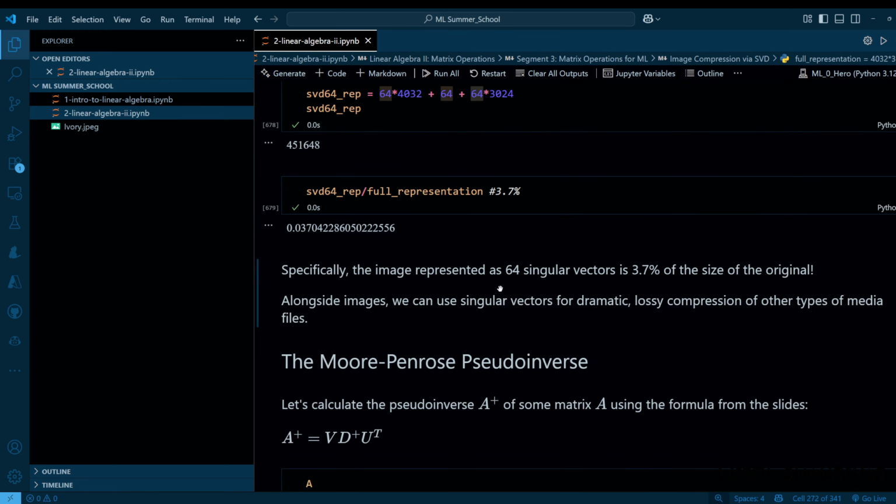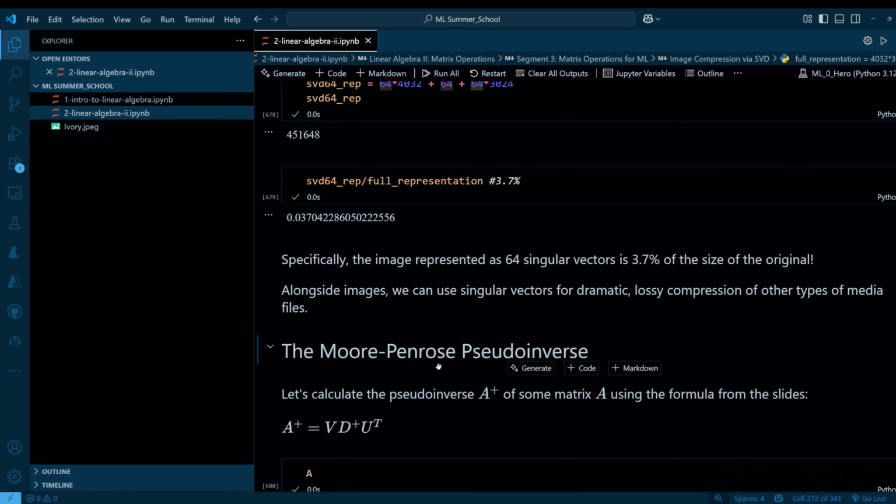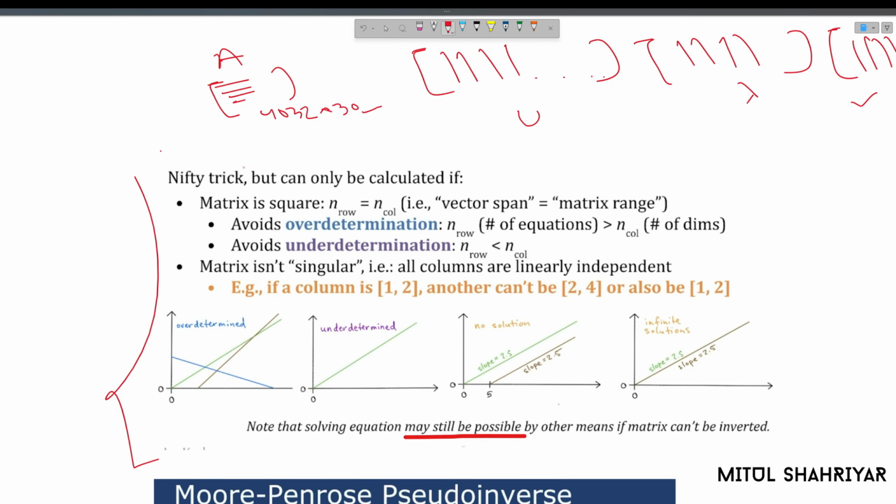Then we will learn about the Moore-Penrose pseudo inverse. So now let's start the Moore-Penrose pseudo inverse. But prior to that, let's just recap.